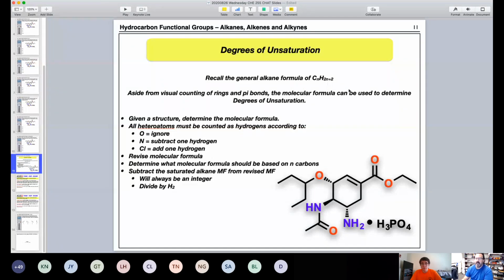We need to use that to figure out, for any other molecular formula, the number of pi bonds and rings that are embedded in a given molecular formula. So let's go through this. Given a structure, determine the molecular formula. Ignoring the H3PO4, what is the molecular formula for Tamiflu? Take some time to do that. Throw your answer in the chat.